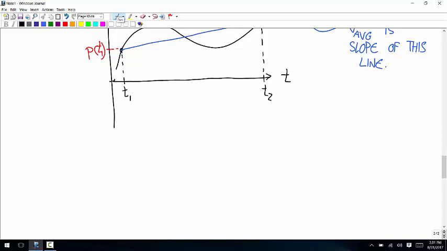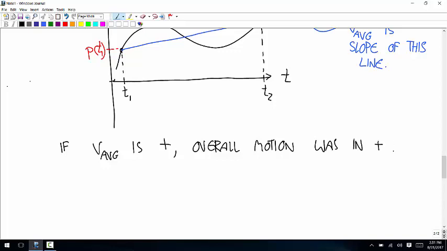And so what that means is if V average is positive, the overall motion was in the positive direction. If V average is negative, then the overall motion was in the negative direction. So that's, I guess, a first look at how direction comes into velocity. If it's positive, overall you're moving in the positive direction. You might have moved some in the negative direction, but you moved in the positive direction more than you moved in the negative direction. And if the average velocity is negative, then overall you moved in the negative direction.